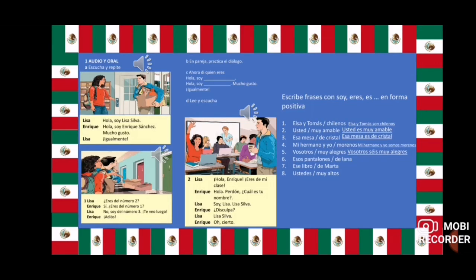Okay, number 6, esos pantalones is plural. Pantalones is the subject, so that is replaced by ellos, right? What is the conjugation of ellos? Son, right? Okay, so therefore esos pantalones son de lana. Okay, number 7, ese libro de Marta. Okay, we need es, singular, third person, therefore es, right? Ese libro es de Marta. Okay, number 8, ustedes. Ustedes is plural, so therefore is son, right or not? Okay, ustedes son muy altos.